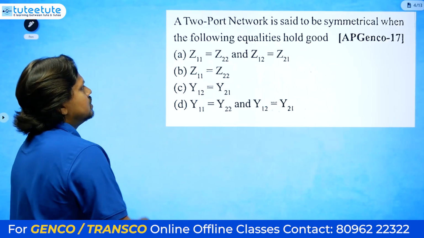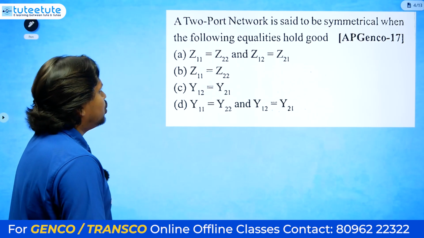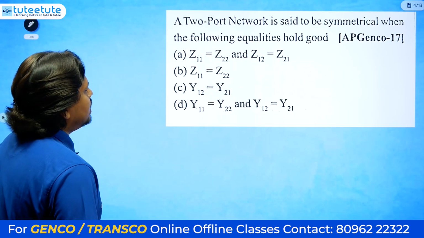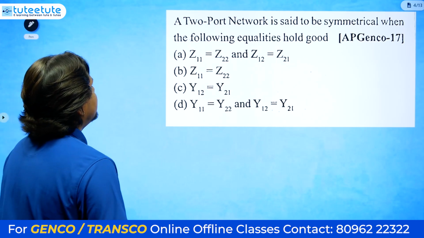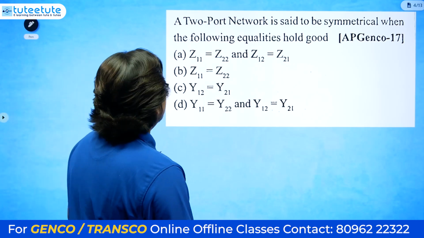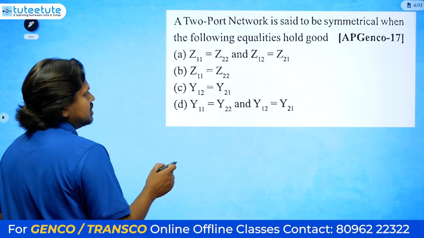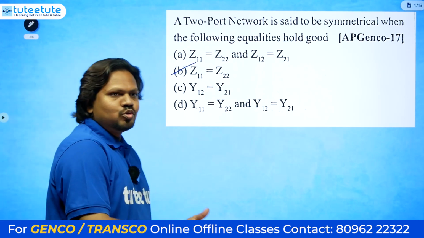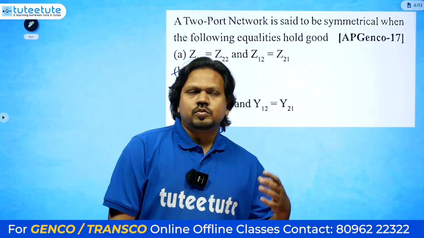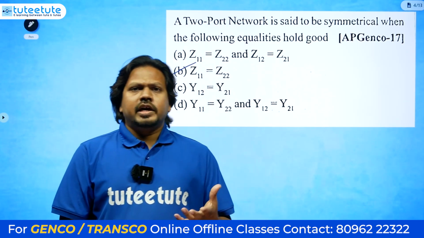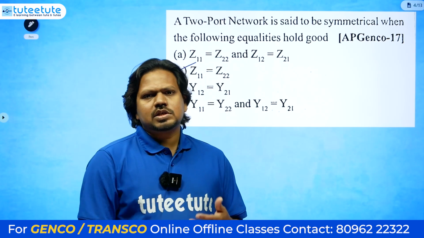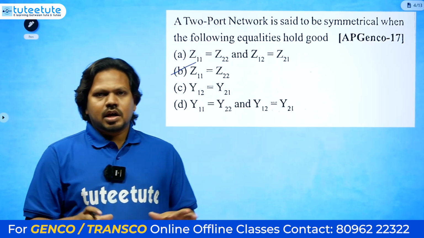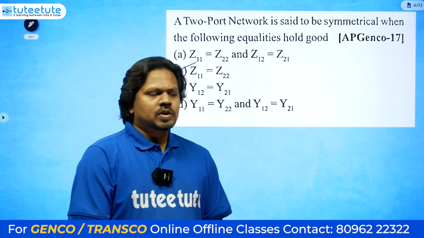Okay, next question. A two-port network is said to be symmetrical when the following equalities hold good. So they are asking about the symmetrical condition. Directly I know the symmetrical condition. If anybody thinks I am explaining too much for this small question, my intention is how to give the explanation for your revision, so whenever you see this kind of question, you get the entire concept of it. That's my intention.